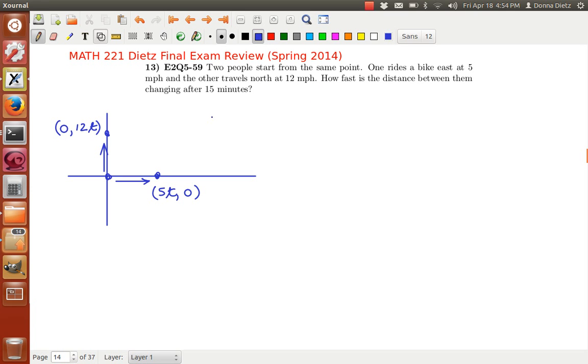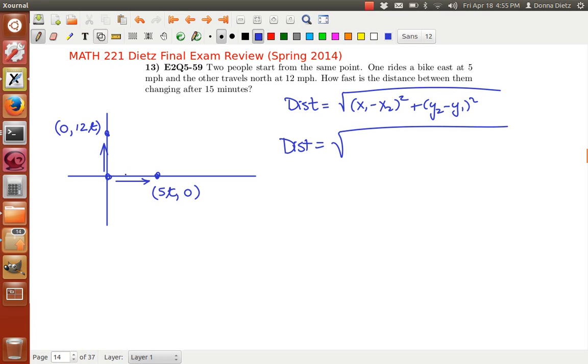If we want to find the distance between any two points, it's the square root of x1 minus x2 squared plus y2 minus y1 squared. So distance is, this makes it easy. It's 5t squared because the other guy is 0, so we don't have to worry about subtracting him. It doesn't matter if you switch the order because you're going to square this anyway. You end up with 169t squared inside the square root, and that all comes out as 13t.